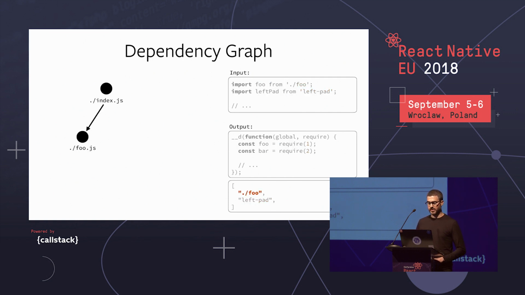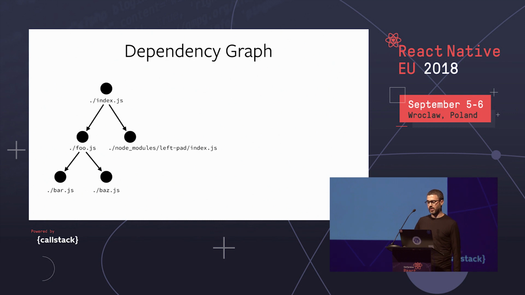Once index.js has been transformed, each of these dependencies gets resolved. In this case, since foo is a relative require, it gets resolved to the file foo.js that is located in the same folder as index.js. In the case of left-pad, since it's a global require, Metro will look into node_modules to find the left-pad folder. There it will read the package.json file, which contains a main field. This main field points to index.js, so then Metro will be able to resolve left-pad to node_modules/left-pad/index.js.